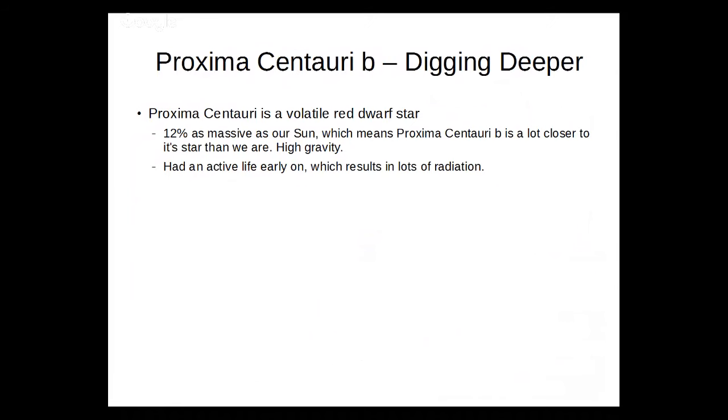Proxima Centauri, the star, had a very active life early on. Lots of radiation, so life as we know it probably couldn't exist. Because of all that radiation, the atmosphere probably got blown away. If it did have water, it probably escaped into space, was vaporized. But I've seen some papers that discuss how life could exist here, life that we do not understand quite yet, if it was able to evolve to the radiation.